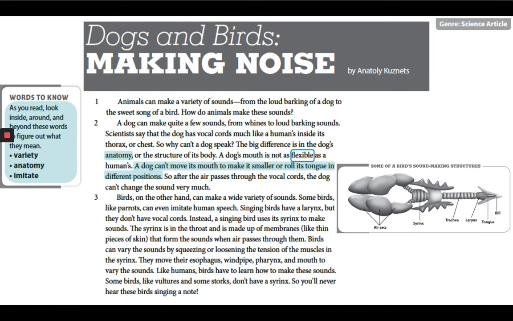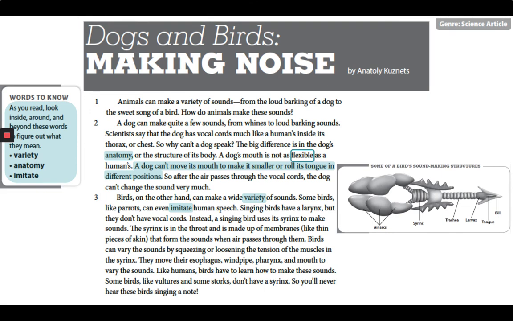Birds, on the other hand, can make a wide variety of sounds. Some birds, like parrots, can even imitate human speech. Singing birds have a larynx, but they don't have vocal cords. Instead, a singing bird uses its syrinx to make sounds. The syrinx is in the throat and is made up of membranes, like thin pieces of skin, that form the sounds when air passes through them.